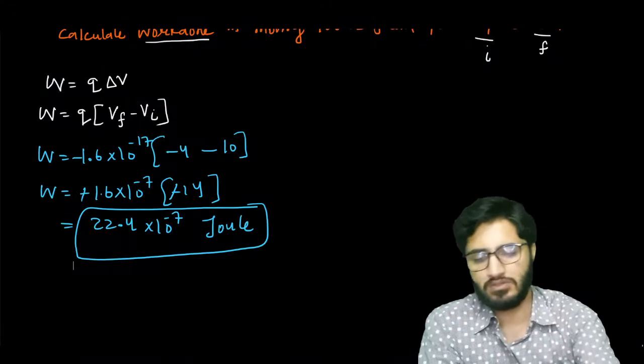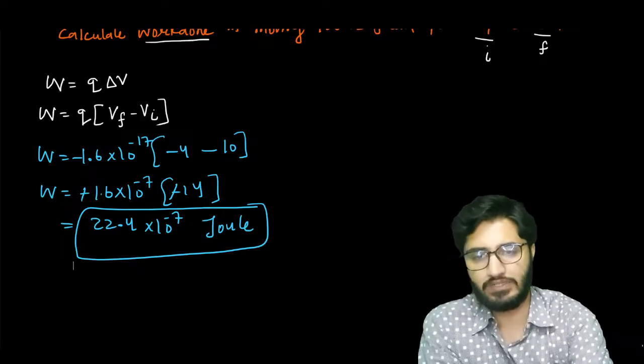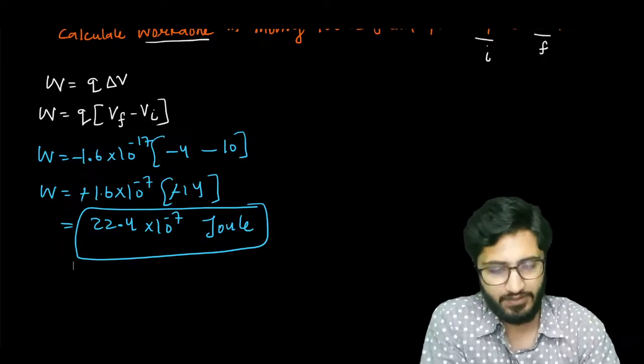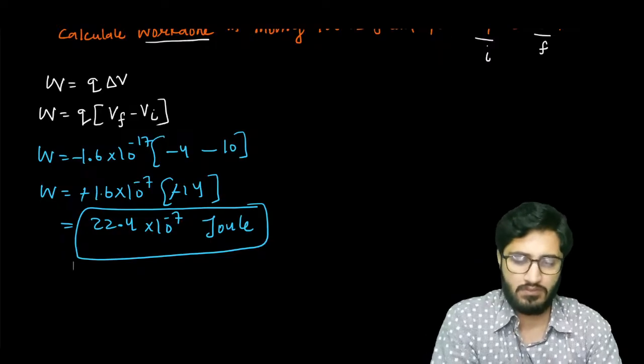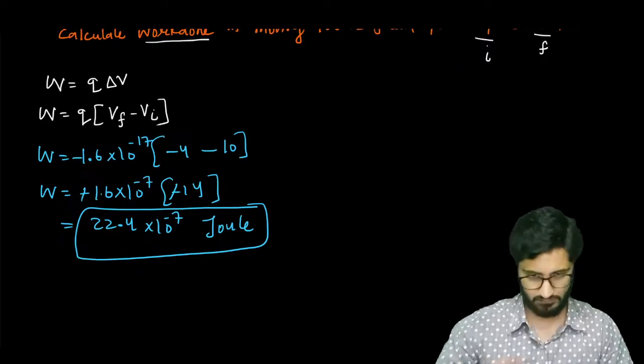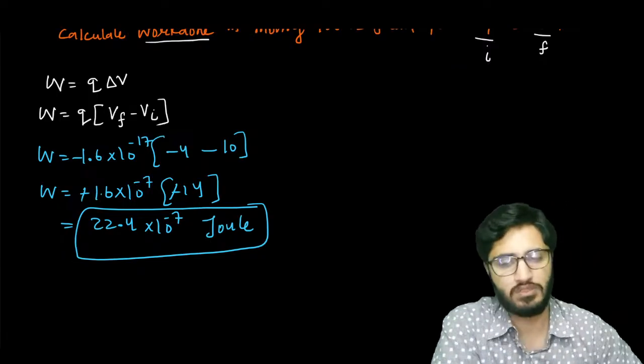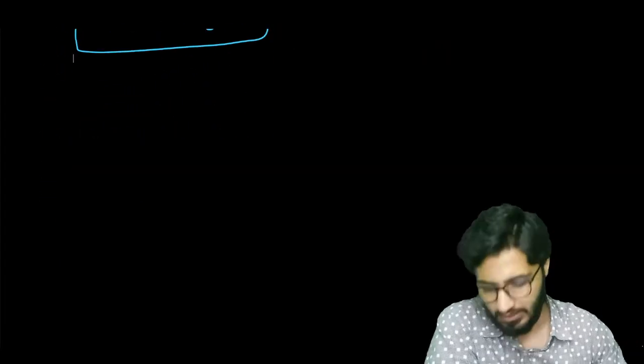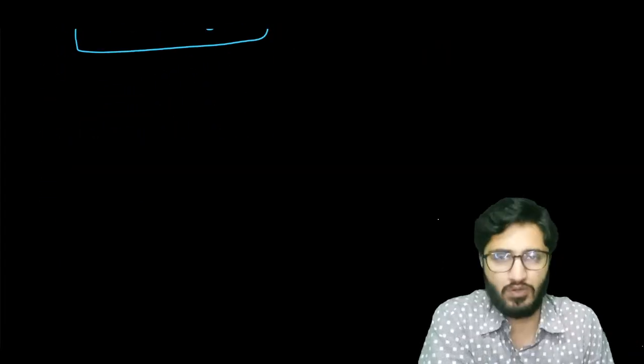So this was the numerical that we had just now discussed: how to find the work done. We had the formula: work done is Q times change in potential, delta V. That is one numerical. We also have one from AIPMT.